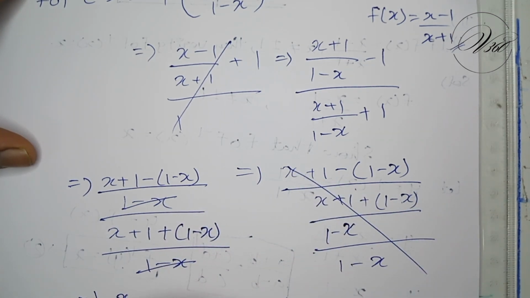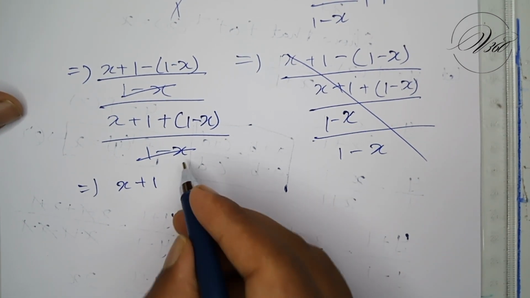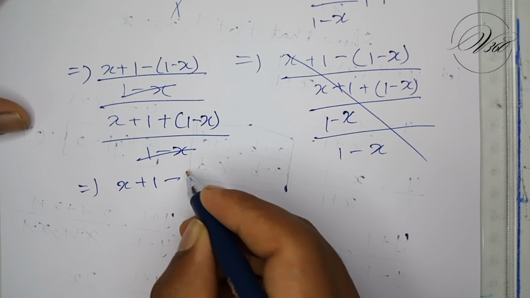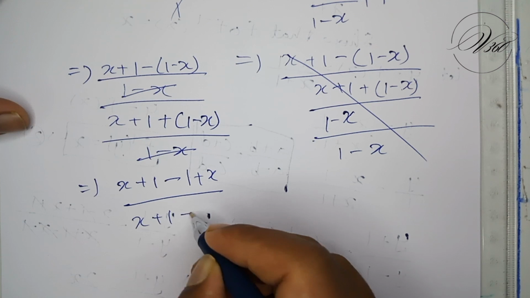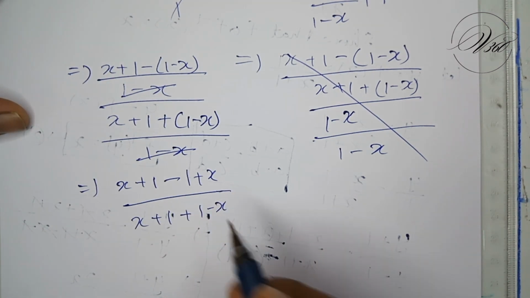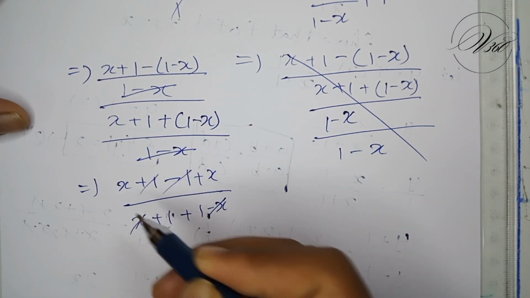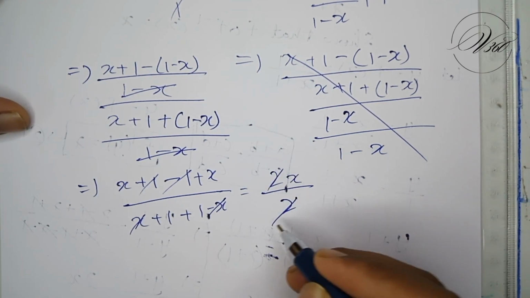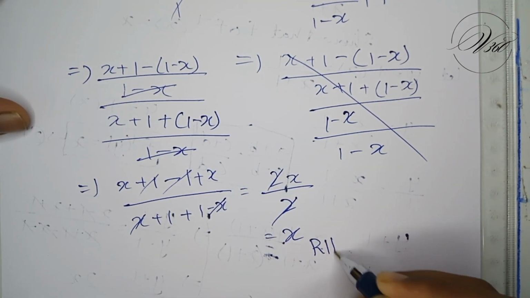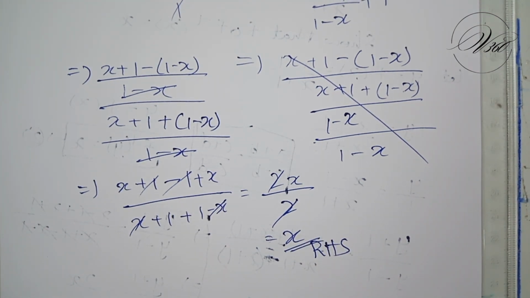Now we will have x plus 1. Now we will get x plus 1 minus 1 plus x by x plus 1 plus 1 minus x. Here plus x minus x get cancelled. Here minus 1 plus 1 get cancelled, and we will get 2x by 2. 2 and 2 gets cancelled, and here x, that is RHS. Hence we have verified that f of f inverse of x is equals to x. Okay, now we are going to do the second problem.